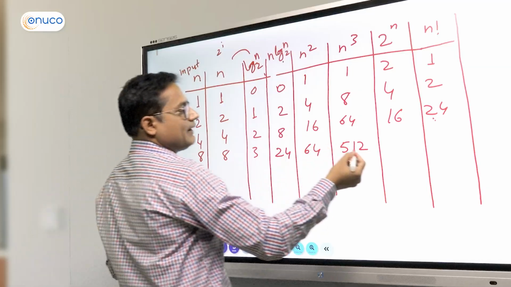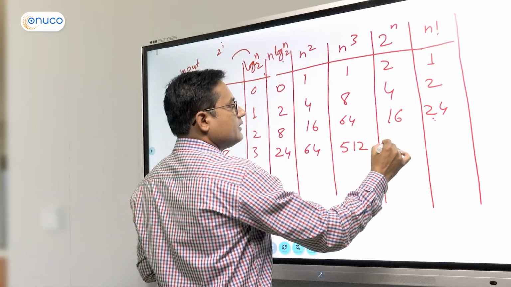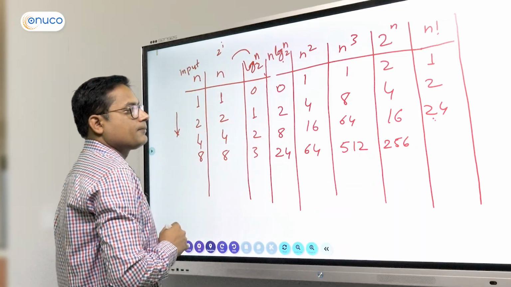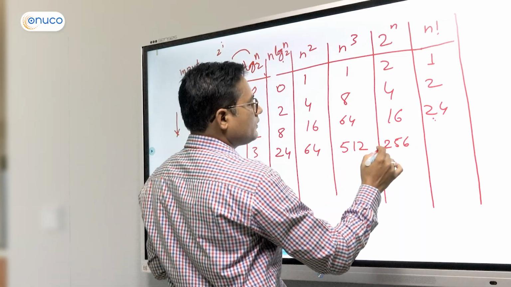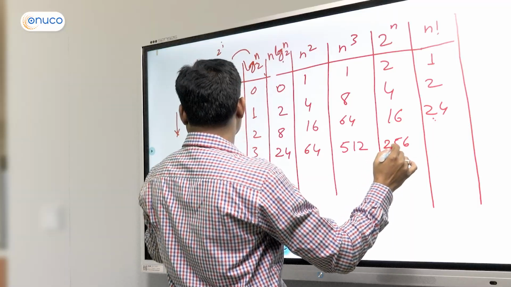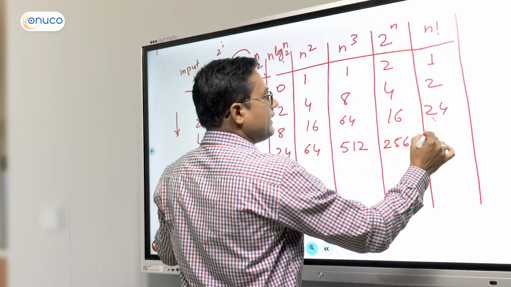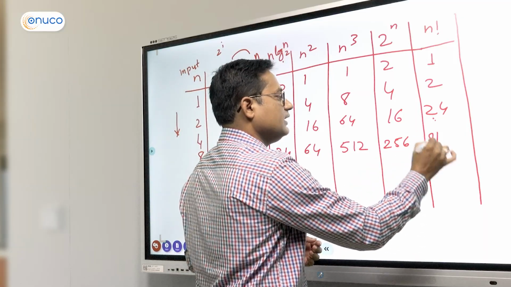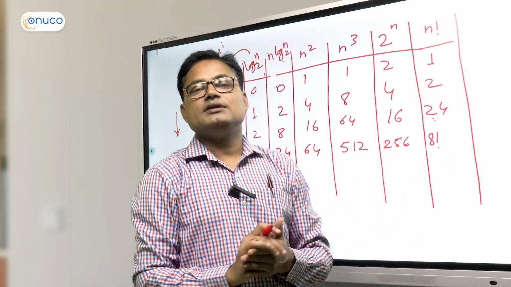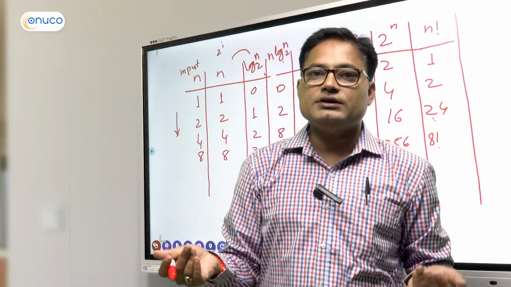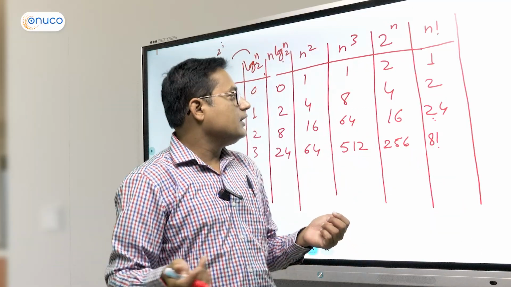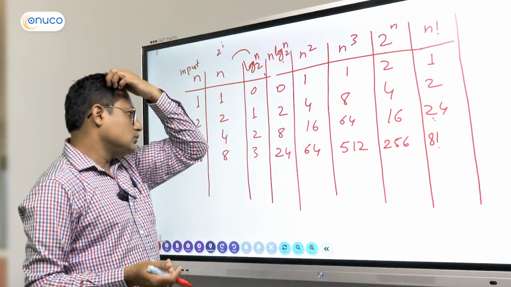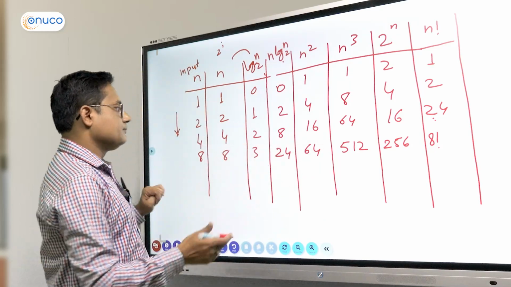512, 2 power 8. When you are talking about 2 power 8, it is 256, right? Then here we have 8 factorial. Remember that 8 factorial is a very big value, because 6 factorial is 120, 7 factorial is 720, and 8 factorial is 40320, right?